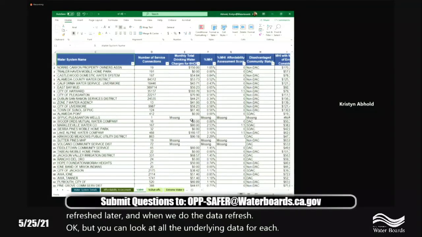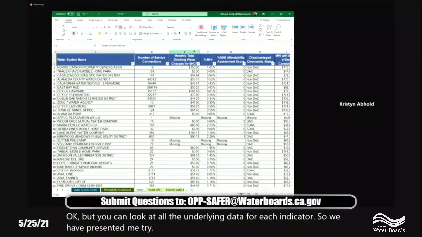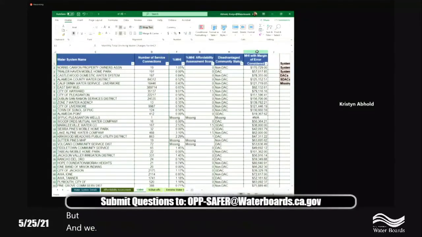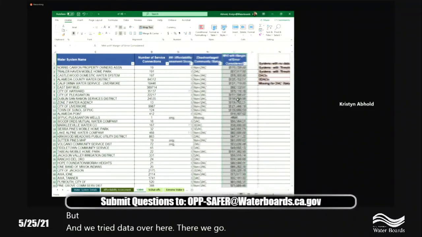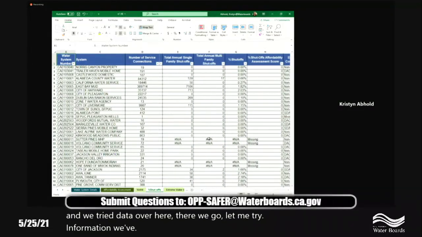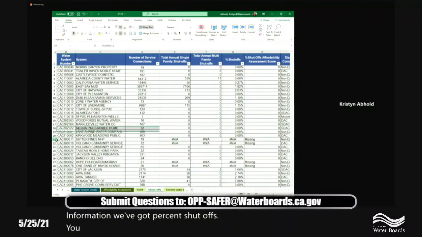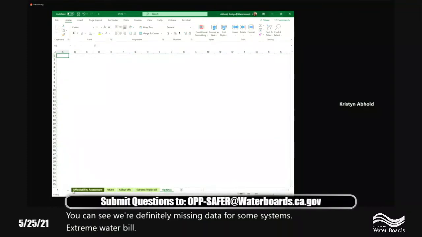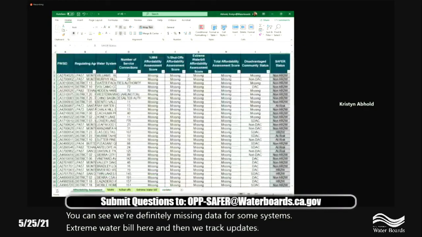Okay, but you can look at all the underlying data for each indicator. So we have percent MHI, which has the water rates data and the MHI data. It's over here. There we go, MHI information. We've got percent shutoffs. You can see we're definitely missing data for some systems. Extreme water bill here, and then we track updates. We haven't had any for this spreadsheet yet.